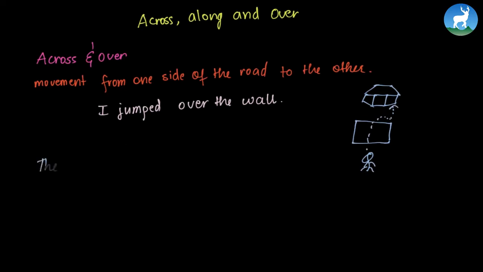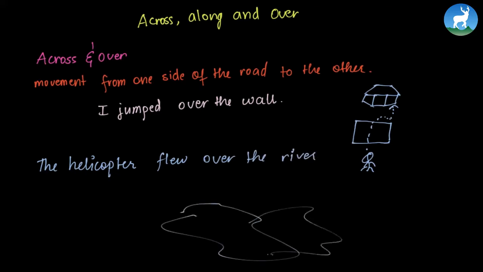Another example, the helicopter flew over the river. Now this is a river and here is an aeroplane and that flew over the river. So the helicopter or the aeroplane flew over the river. That means passing over something, above something.